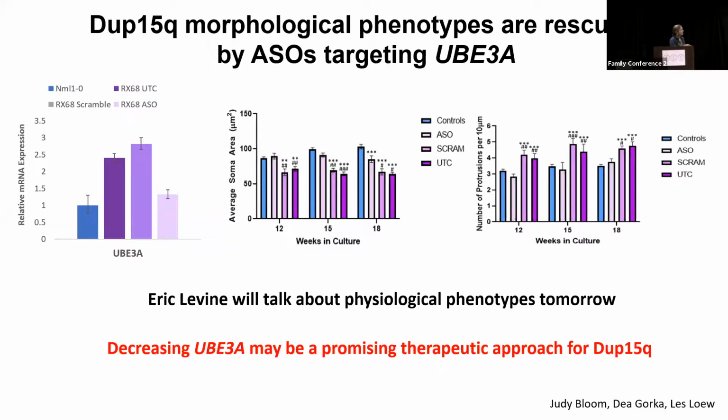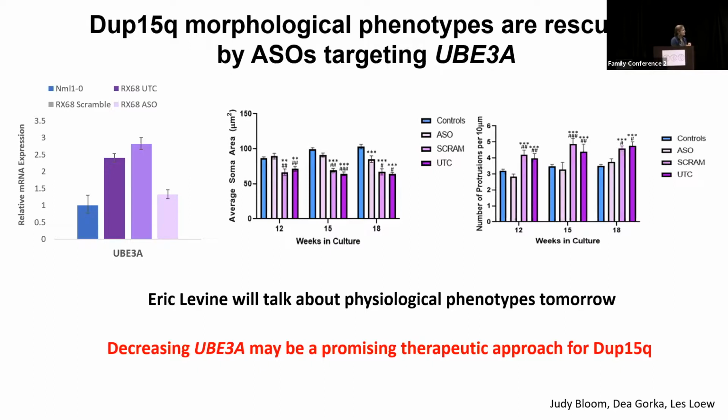The middle graph shows you what happens when we measured the soma size, and this is the work of a collaborator, Les Lowe, and his student Judy Bloom. In purple, again, the idic cells have a smaller soma size. That's the piece of the neuron where the nucleus is. It's the body of the neuron, if you will. When we add the ASO, we can normalize that. It's closer to the neurotypical neurons. And the dendritic protrusion density is increased in idic 15 cells at different stages of development.